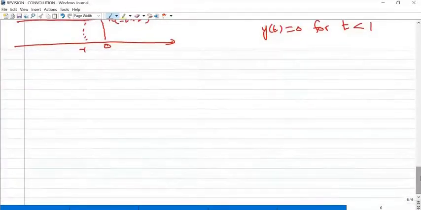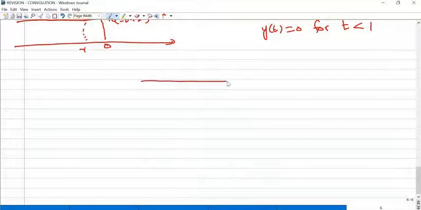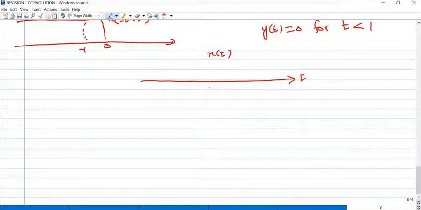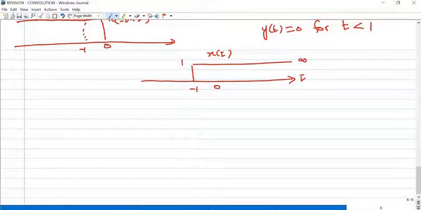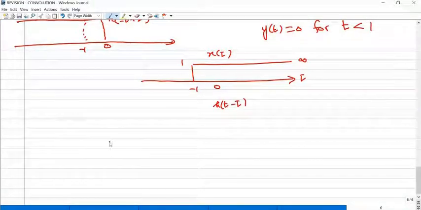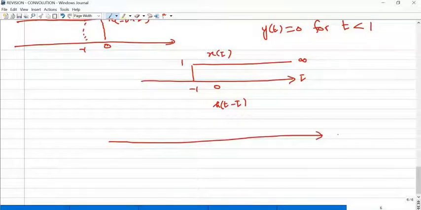As we discussed in problem number 1, now you draw your generalized diagram of h of t minus tau. Tau versus x of tau: from minus 1 to infinity, the magnitude is 1. Now draw the h of t minus tau diagram when t is greater than or equal to 1, tau versus h of t minus tau.